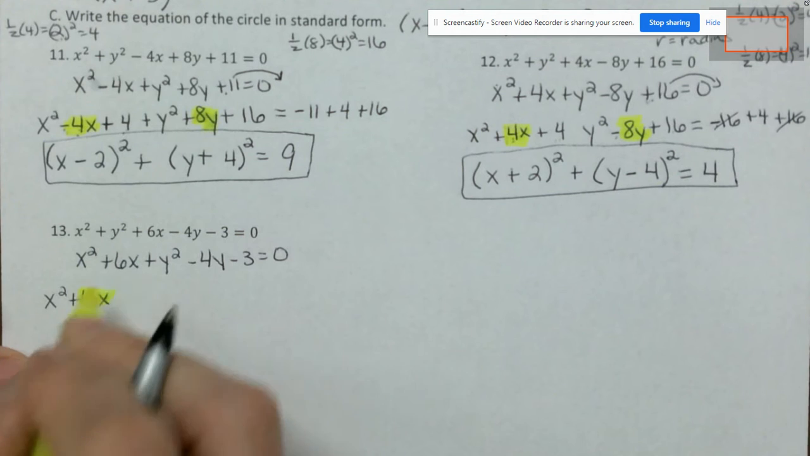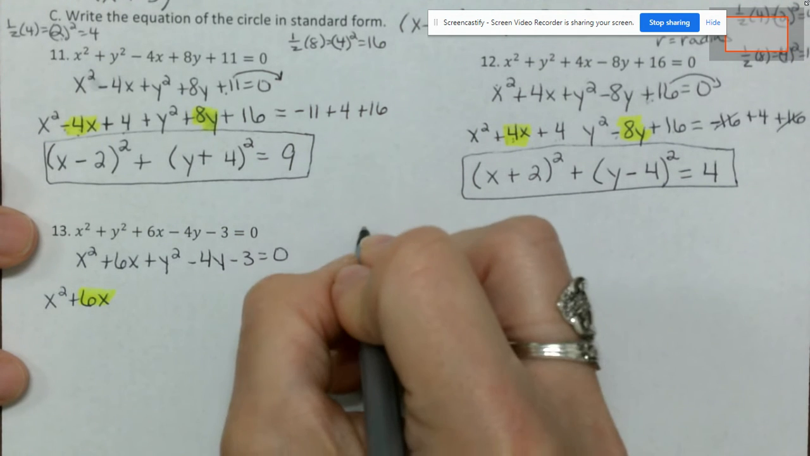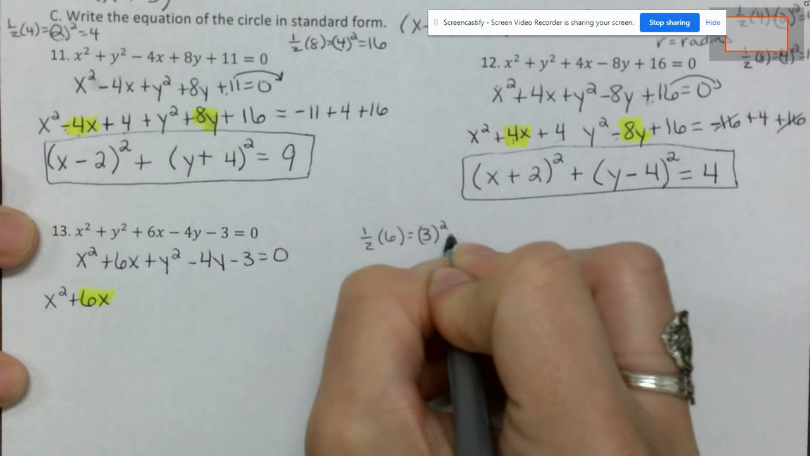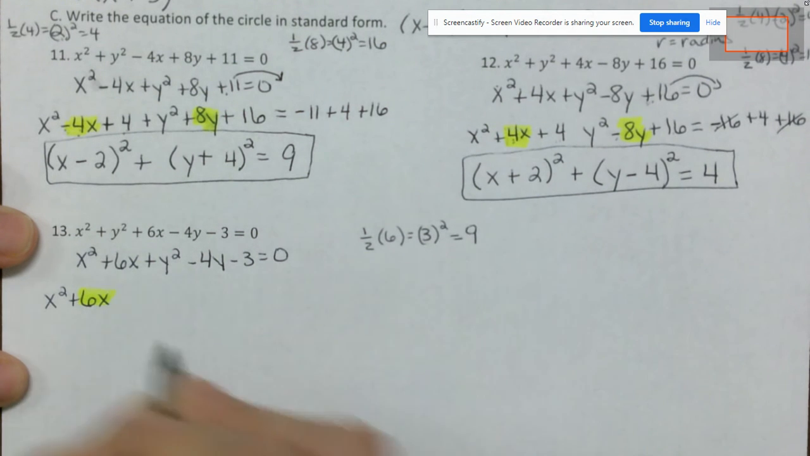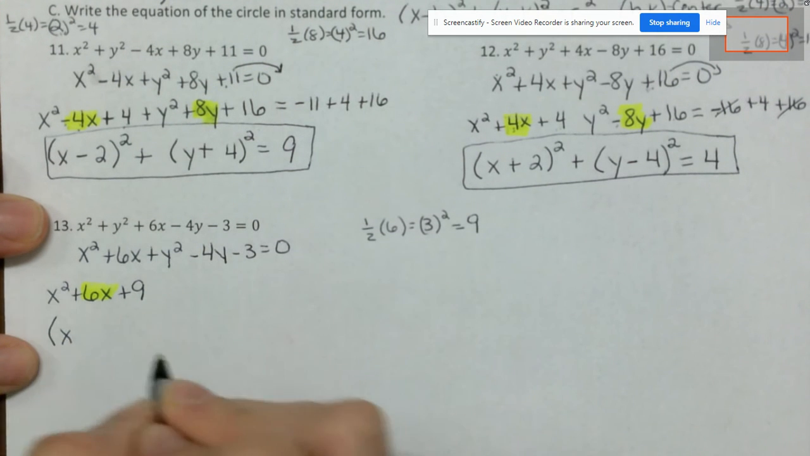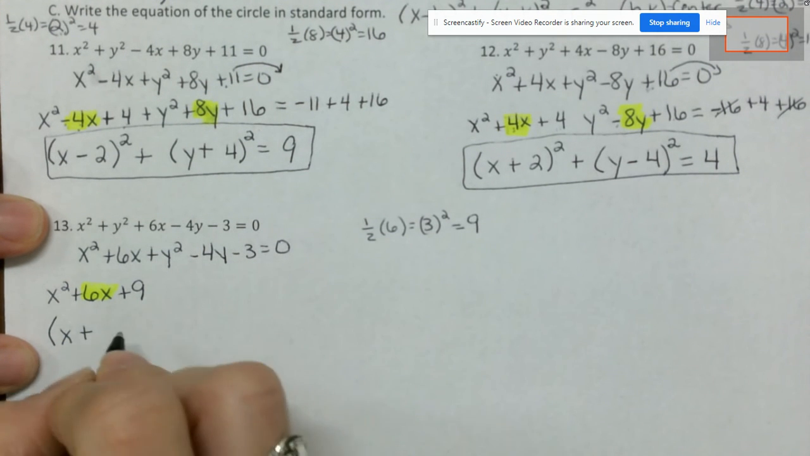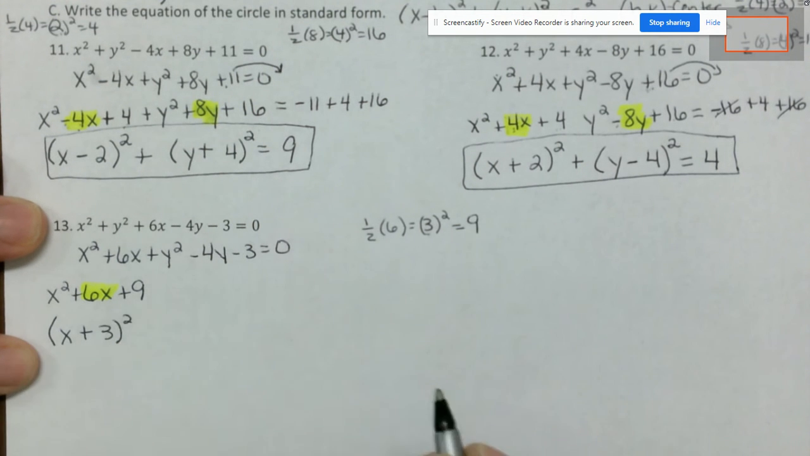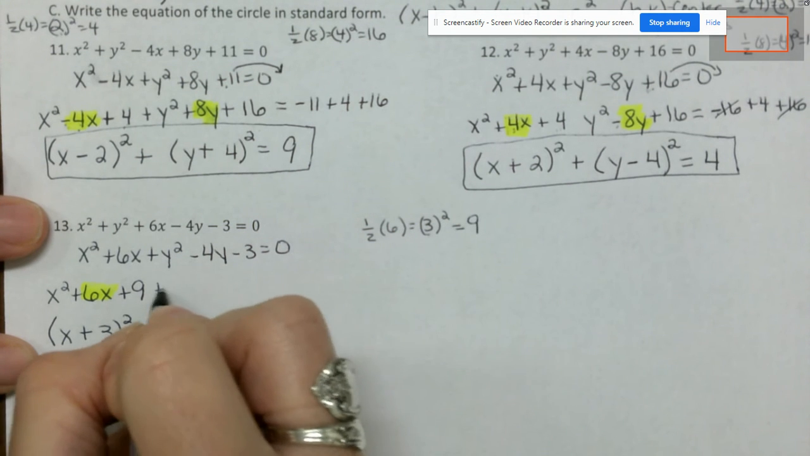So we've got a 6x here. We're going to take half of 6, which is 3, and square it, which is 9. So that means we're adding 9 here. To factor that, that's going to be x plus half of 6 was 3, and we square it, plus, all right, now we're going to work on our y's.